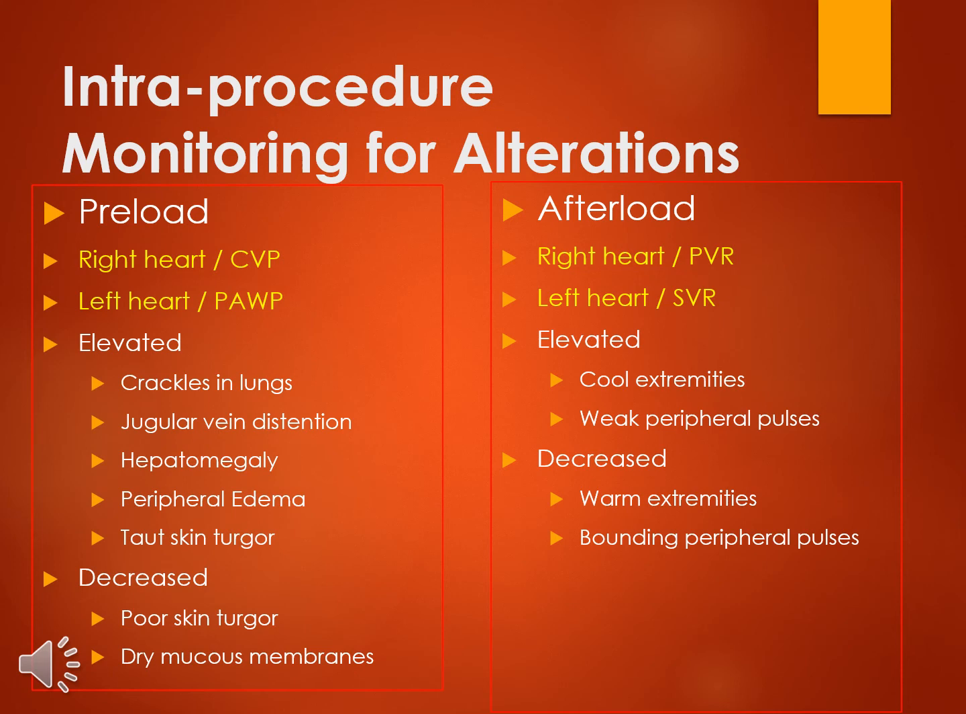With afterload, the right heart, we're going to note the peripheral vascular resistance, and on the left heart, it's going to be systemic vascular resistance. With elevated pressures, we're going to see cool extremities, weak peripheral pulses, and with low pressures, when they're decreased, we're going to see warm extremities and bounding peripheral pulses.